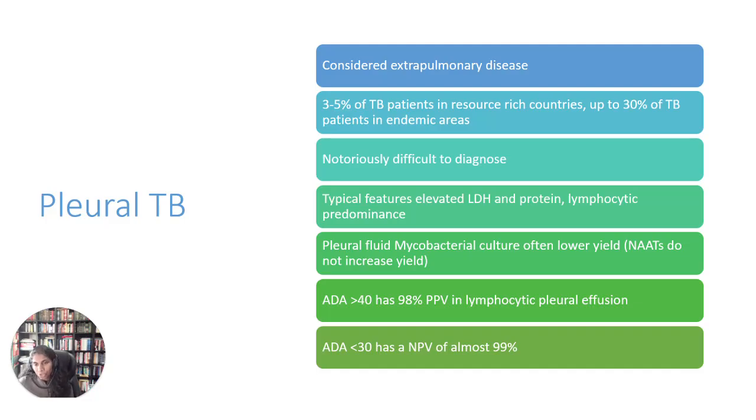So if the ADA is greater than 40 in someone with a lymphocytic pleural effusion, it has a very high positive predictive value, 98% for pleural TB. Conversely, if the ADA is low, it has a high negative predictive value of almost 99%. If one is able to get a pleural biopsy, then that can be sent for pathology and culture. The culture rate positivity in the pleural tissue is 76%.